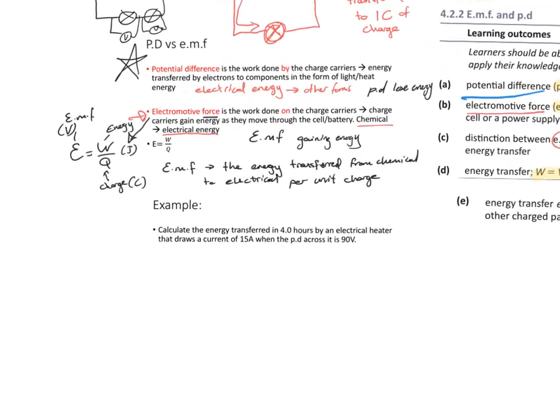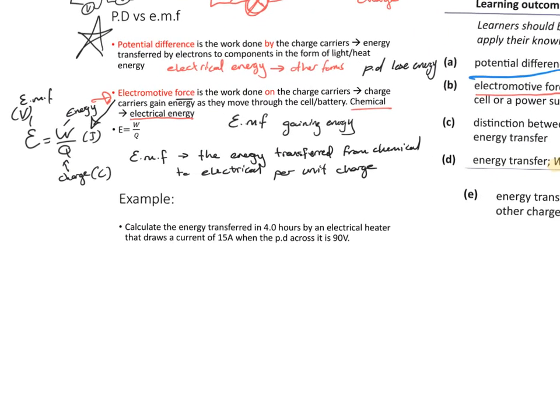So let's do an example together. It says calculate the energy transferred. While we read questions, we underline and label what we need. In 4 hours, by an electrical heater that draws a current, and the potential difference across it is 90 volts. So we know that we need to calculate the energy transferred.